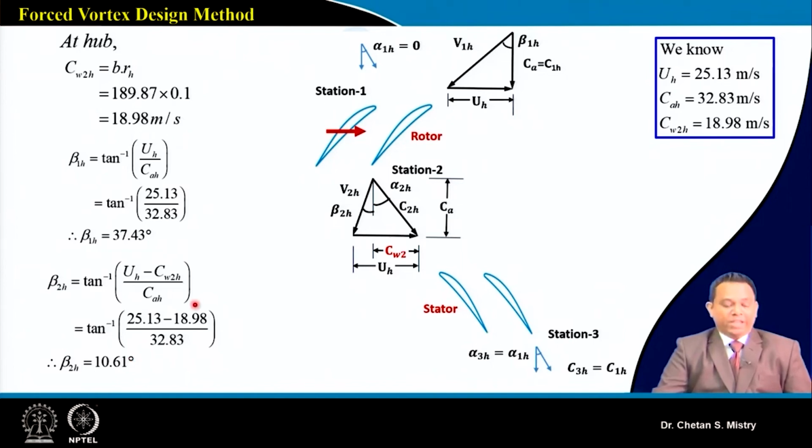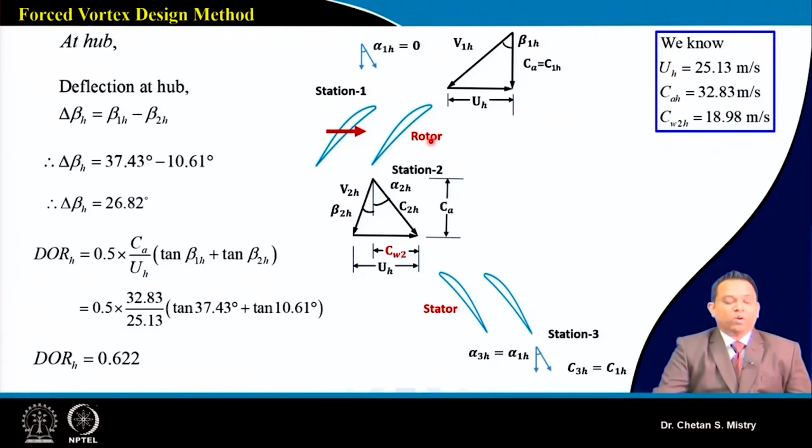So we know our relative flow angles, relative air angles. Now at the hub we can calculate our delta beta, since my beta 1 and beta 2 are known to me. So delta beta at the hub is coming 26.82. Just look at this number. Compared to all the methods you have solved, where delta beta was coming to be the same, here you are looking at this number to be different.